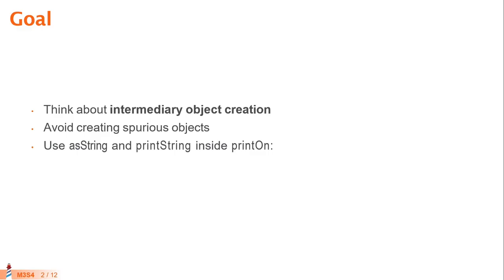So the goal is really to also rethink the creation of intermediary objects, and by consequence, how do we avoid creating spurious objects? We don't need to create objects just for the sake of creating objects. So we should understand what we are doing. And sometimes what you see is that we are doing things without thinking too much. I will show you some bad implementations that were in Pharo that we normally fixed. So let's look at it.